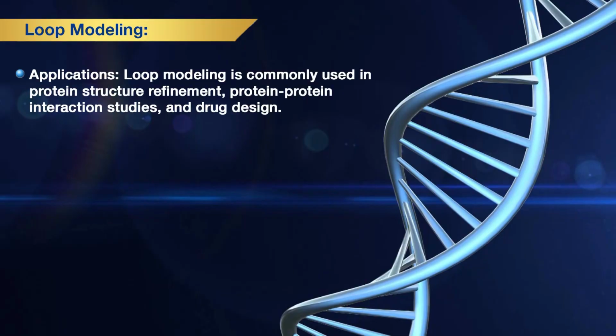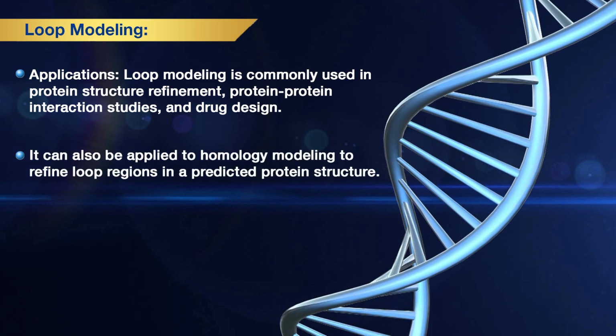So, understanding this, now let us see what are the applications of loop modeling. Loop modeling is commonly used in, the very important one, protein structure refinement, right. Second one is protein-protein interaction studies. Third one is drug design. So, these are the three very important applications: protein-protein interaction, drug design, and protein structure refinement. It can also be applied to homology modeling and to refine loop regions in a predicted protein structure.